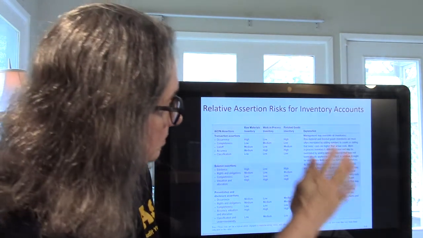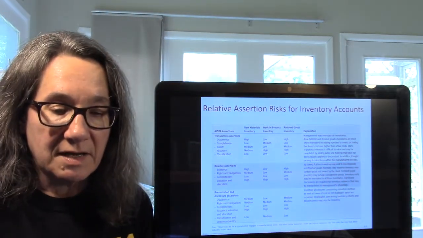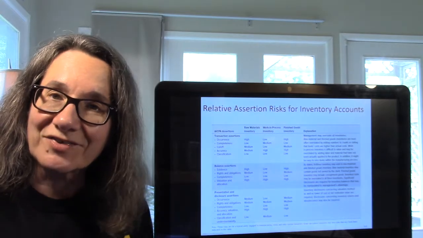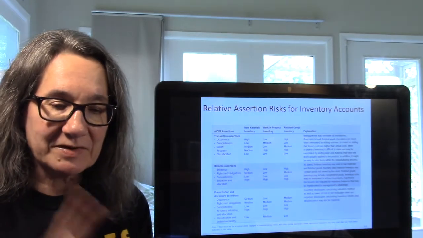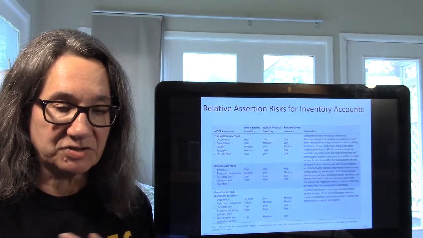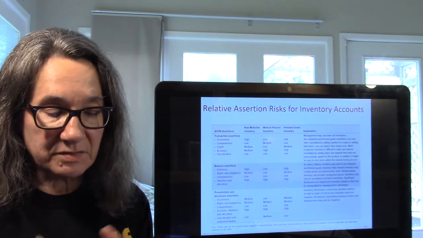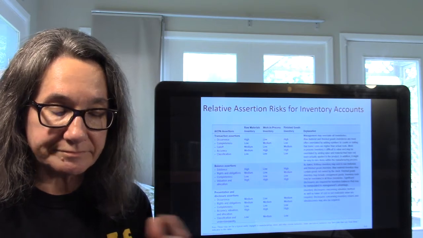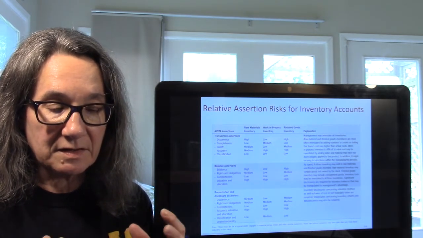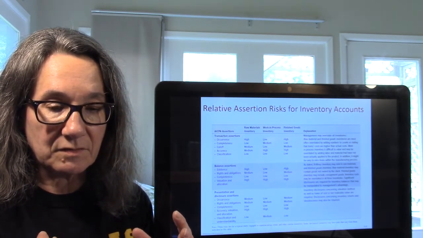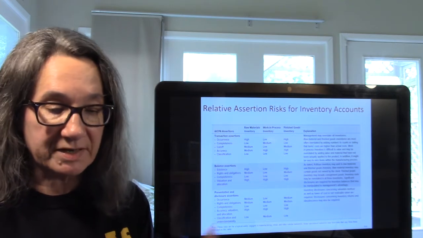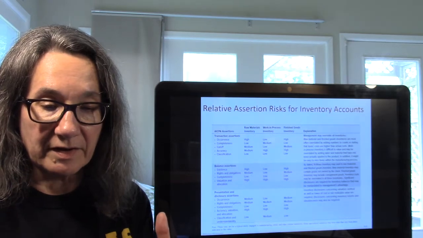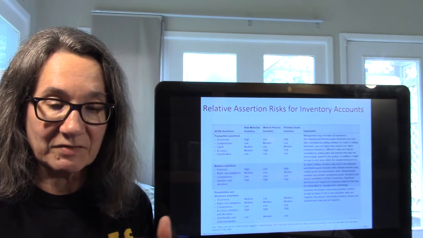As you know, inventory is going to be 3 separate accounts. So if you remember your cost accounting, you'll remember we have raw materials, work in process, and finished goods. And so depending on what kind of inventory it is, the risks change depending on what kind of inventory it is.